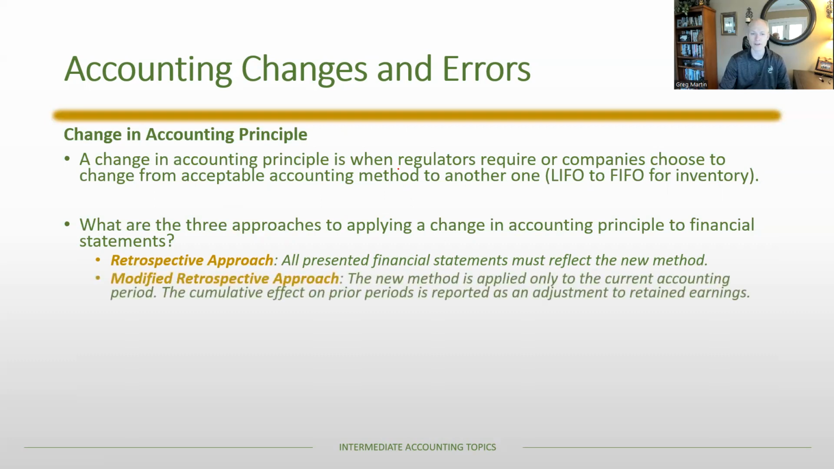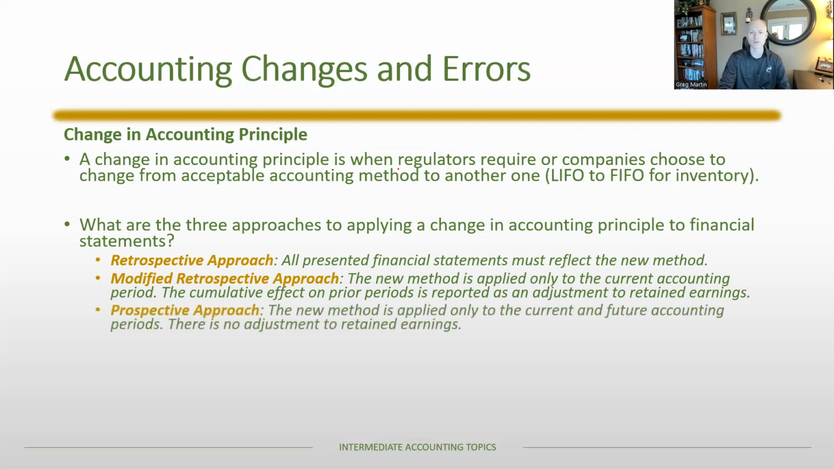There's also what's called the modified retrospective approach, which basically means you apply it to the current year where you made the change, but anything that affected prior years, you just catch up in retained earnings. So retained earnings is adjusted to reflect the change in the approach. If by going from LIFO to FIFO our net income increased $200 for the last 2 years, we would report that as an adjustment to our retained earnings, an increase of $400. But we're not going to restate those prior years. We're just going to show it as one adjustment to retained earnings in the current year.